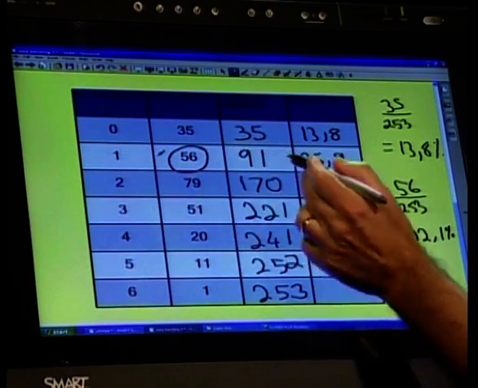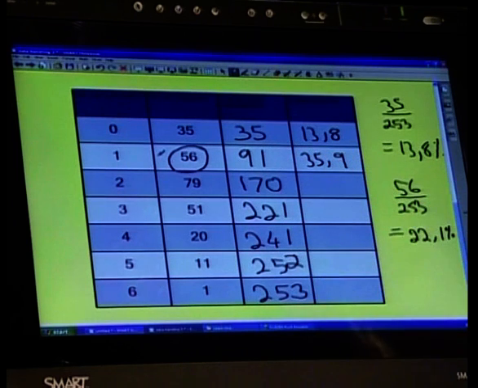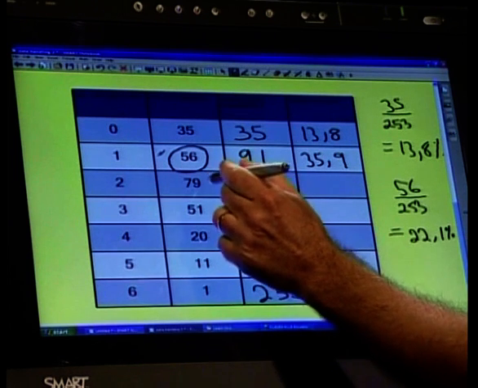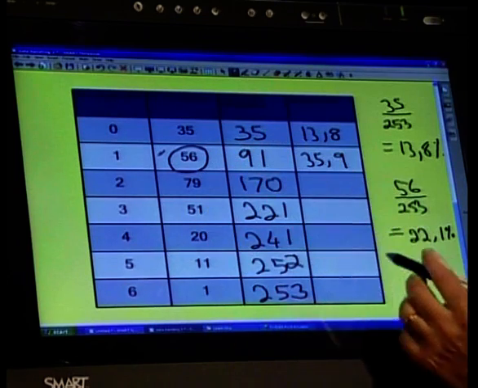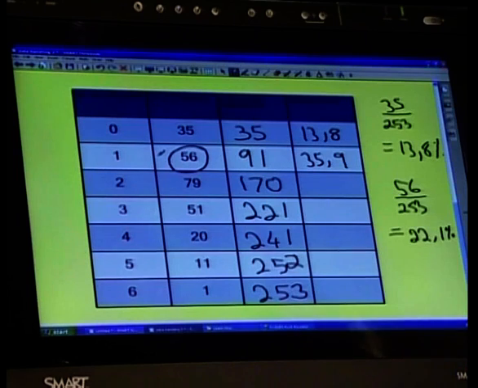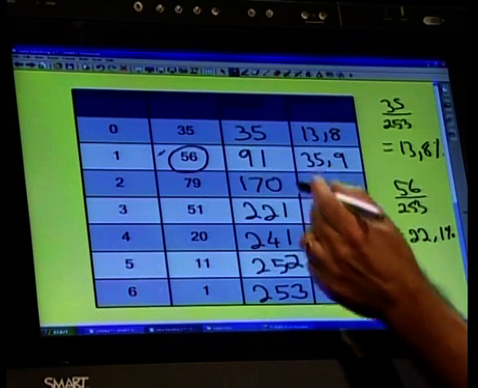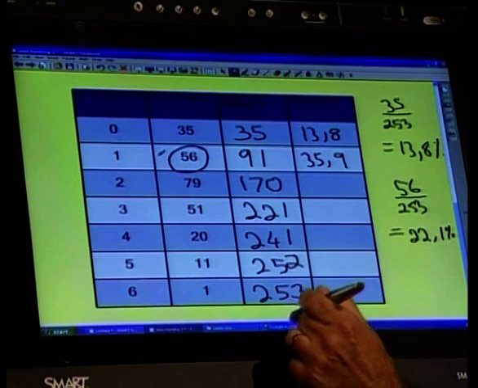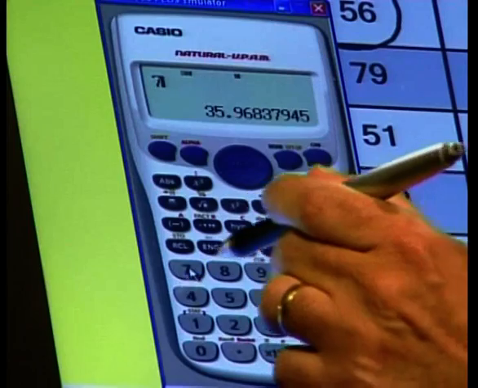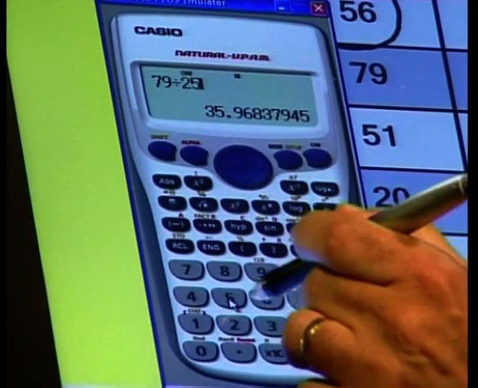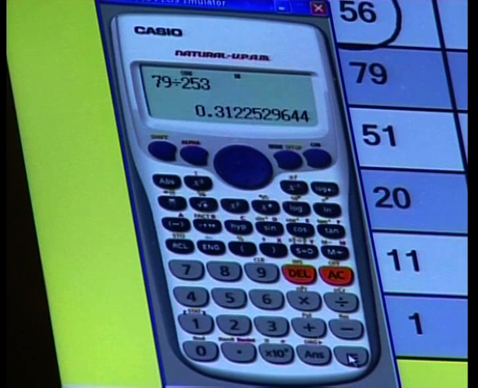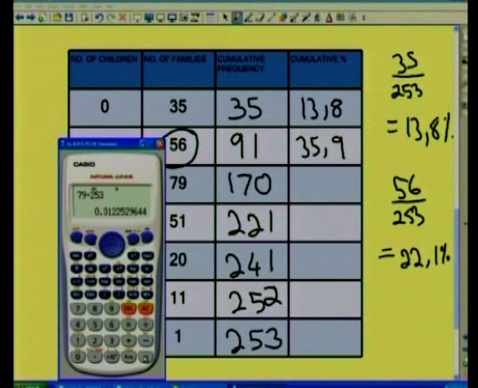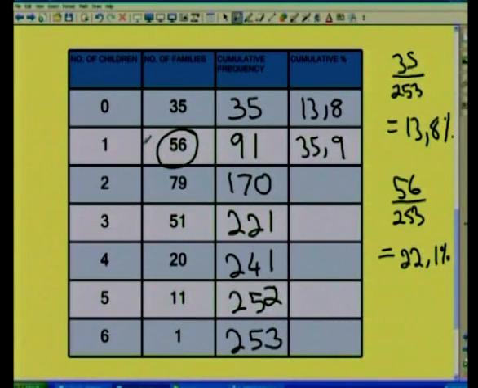You can either take the cumulative numbers and keep dividing them by 253 to get a percentage. And then you can say, let's check what adding the single family for each category would give us. For example, in the next one, I know that 79 families out of 253, let's see what that would give us as a percentage. And that would be 31.2%. So this value on its own is 31.2.